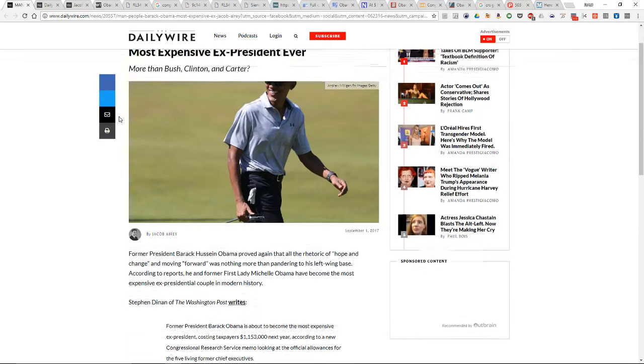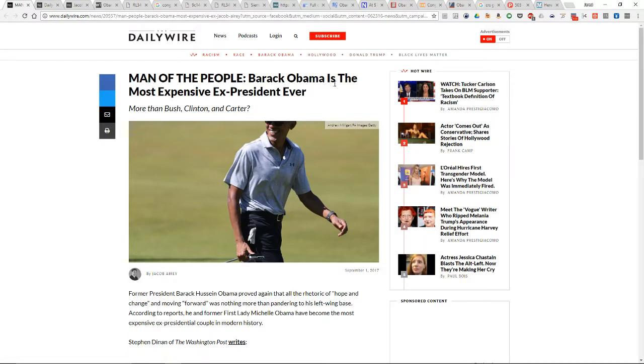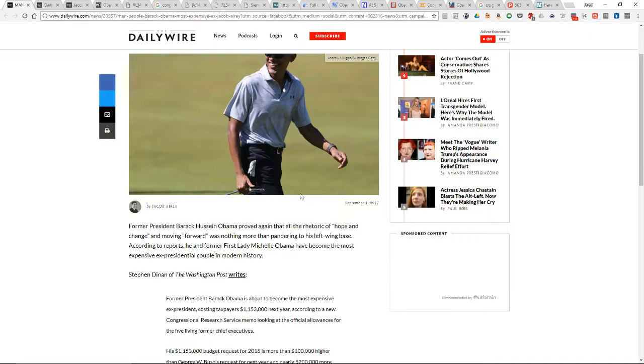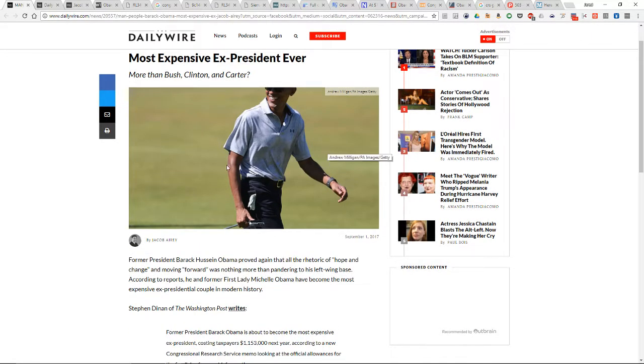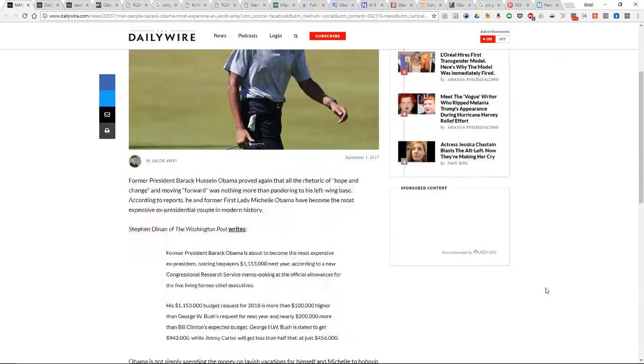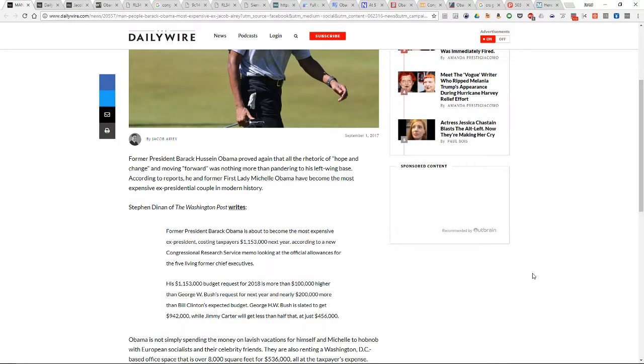So let's go back to this. Man of the people, Barack Obama's most expensive ex-president ever. Man of the people obviously is trying to do a dig there. Next is the picture. This is an obviously biased picture. It's a picture of Obama on the golf course, which was a common meme among Republicans. It's just amazing to me they still have the nerve to put a golfing picture up of a previous president compared to Trump at this point. But there you have it.